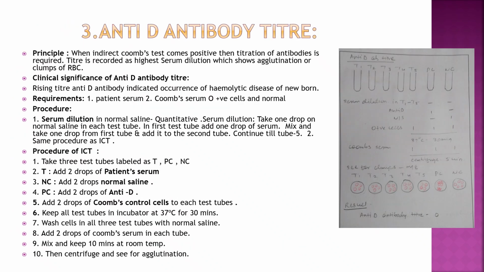When the indirect Coombs test comes positive, then titration of antibodies is required, and it is done in a similar way to the indirect Coombs test. The only difference is that you have to take the serum dilution in at least 4 or 5 test tubes, and then you do the procedure the same as the indirect Coombs test, and the highest dilution where the clumps are seen is called the titer.